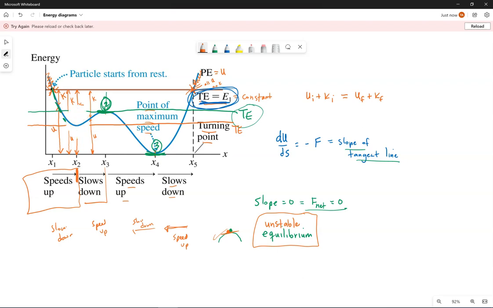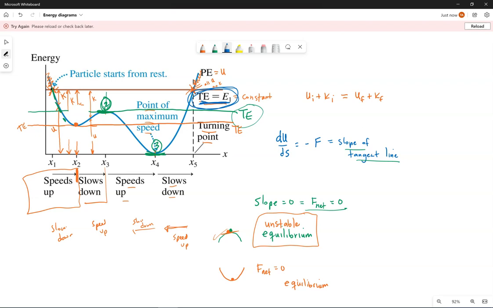let me erase some of my picture. If the total energy was this new line that I've drawn, and I placed a marble right there, it's all potential energy. Again, all of that energy is potential. The net force is 0 because the slope is 0. This is a location of equilibrium again. But this situation is different.